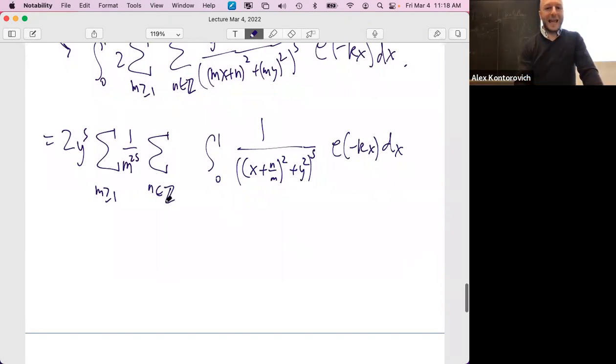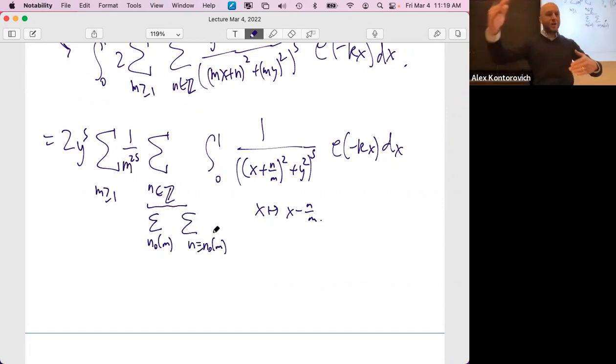I'm going to decompose this. It's a little tricky. Okay, so let's make a change of variables: x goes to x minus n over m. And thankfully, exponentials work nicely. At the same time, I want to break this up into two sums, a sum over n0 mod m, and then a sum over all n that are congruent to n0 mod m. In other words, I just want to break the n sum into progressions depending on its residue class mod m. So let's do both of those at once.